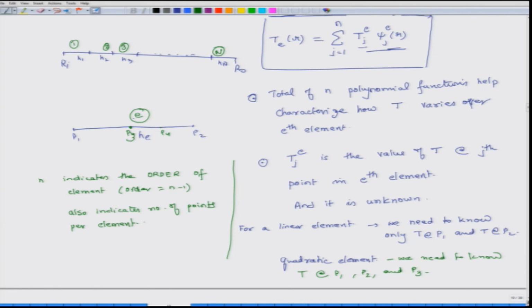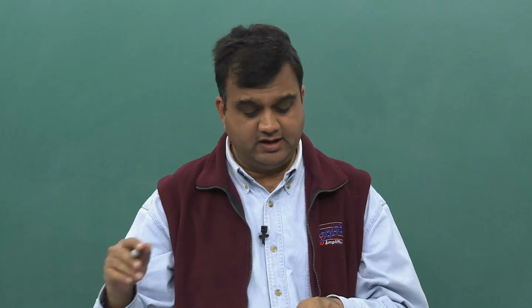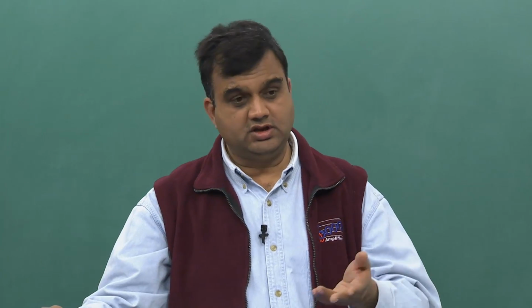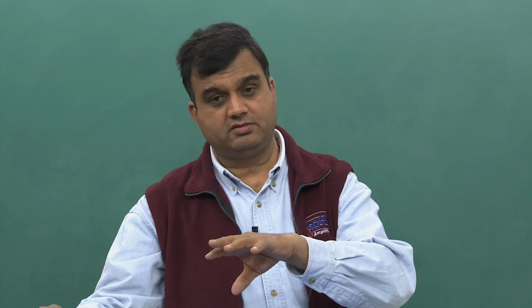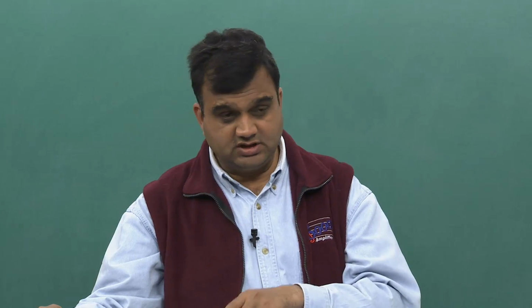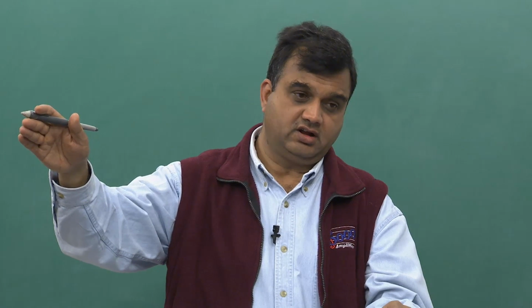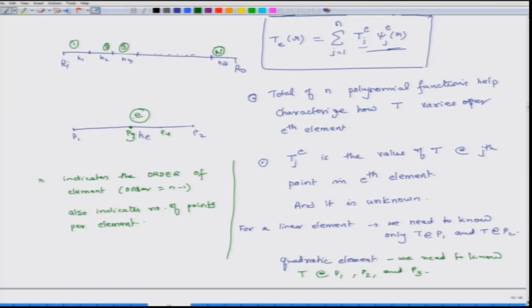Now T_j^e is the value of t, in this case, see if you know the values at 3 points, then in terms of those 3 points you can construct a polynomial function. So either you can say the other way that they are amplitudes of individual functions, but here I am saying that if I know the values, then I can construct a curve which is a quadratic curve. So T_j^e is the value of t at jth point. So this is first point, this is second point, this is third point. Maybe now my numbering scheme has gone wrong. This is second point, this is third point, this is fourth point. So T_j^e will be the value of t at jth point in the eth element.